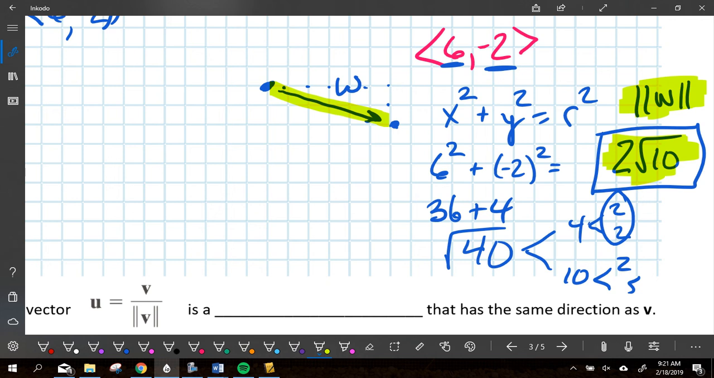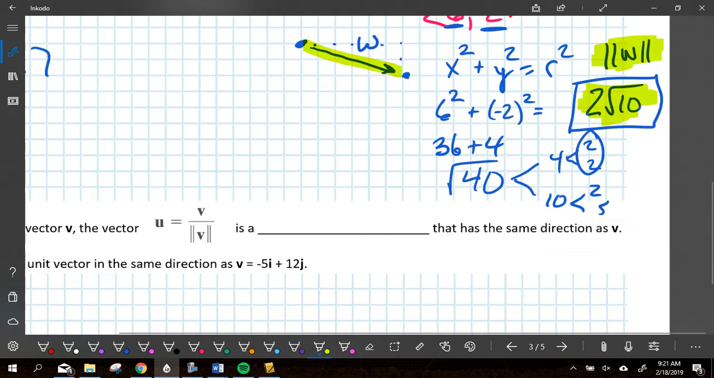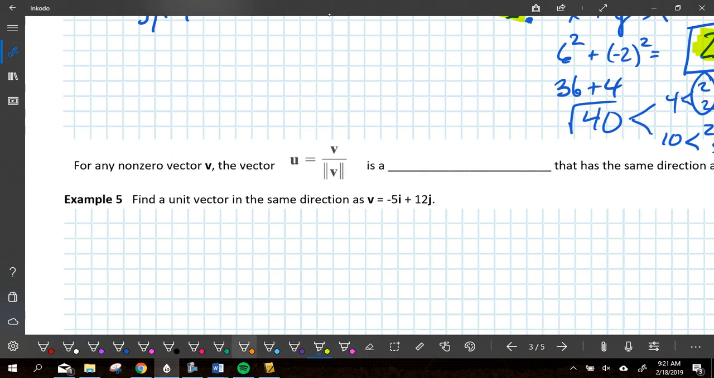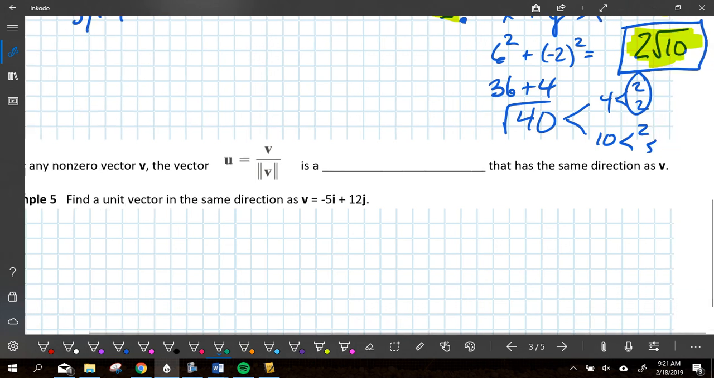Questions on finding magnitude? The last thing is easy. The vector U equals V over the magnitude of V. That's just a unit vector. Remember what a unit vector was? That was just a line with a magnitude of 1. It was a vector with a magnitude of 1. A unit vector, this guy, when we take the vector and then divide by the magnitude, that is a unit vector that has the same direction as V.